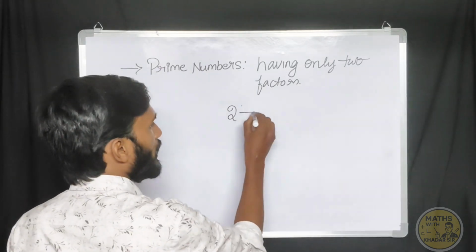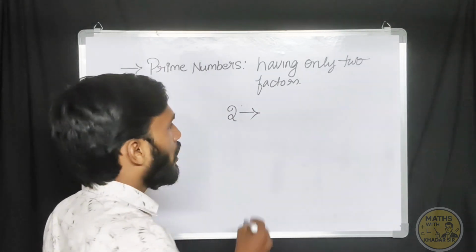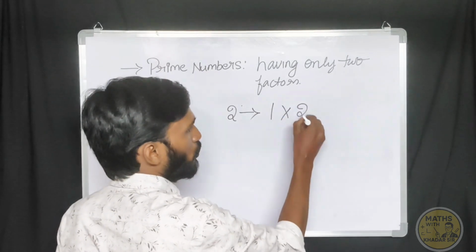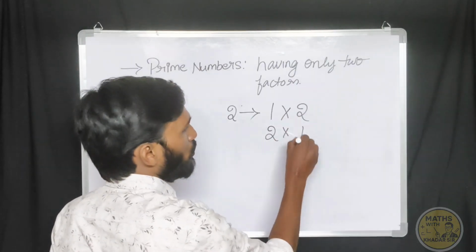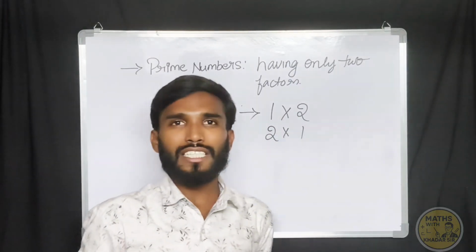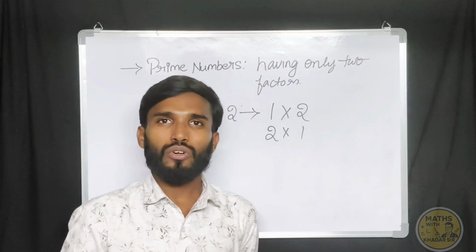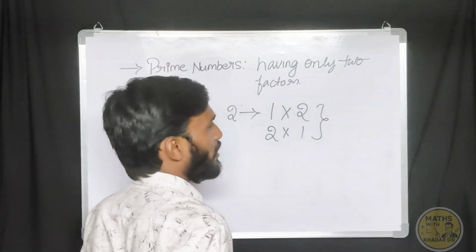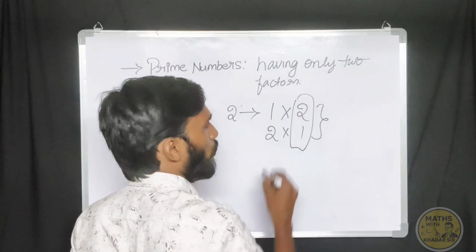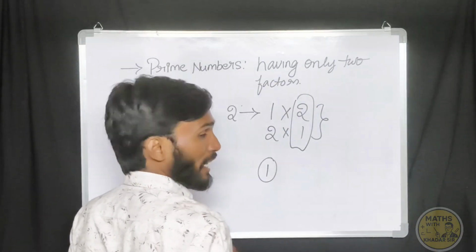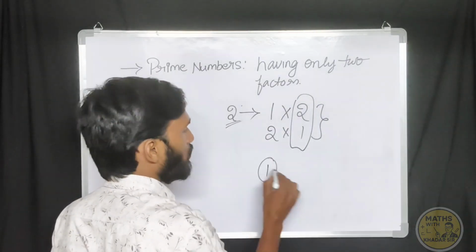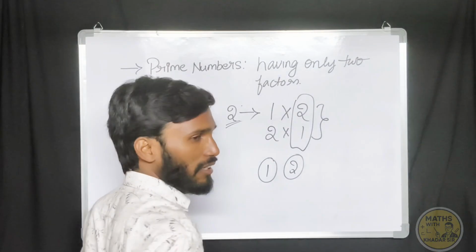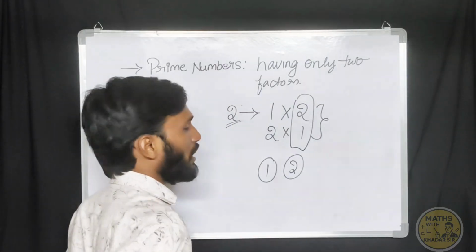see here, how many factors does 2 have? 1 into 2 or 2 into 1. Is there any other number that gives 2? No, there is no way. Only these 2 factors. What are these? 1 and the number itself. The number itself is a factor of that given number.